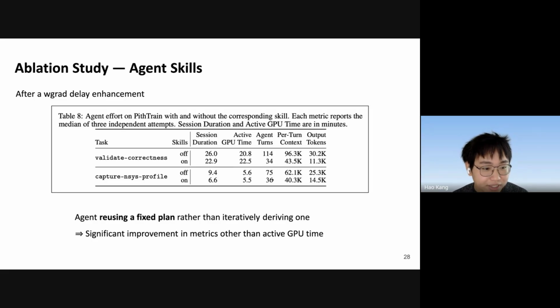On validate correctness, for instance, the agent turns go from 114 down to 34, and the output tokens drop from 30K to roughly 11K. So with the procedure in the skill, the agent runs a fixed plan instead of re-deriving one by trial and error. And as a result, the same GPU work gets done with much less agent effort.